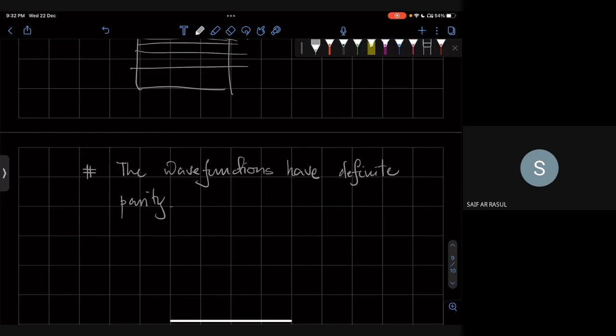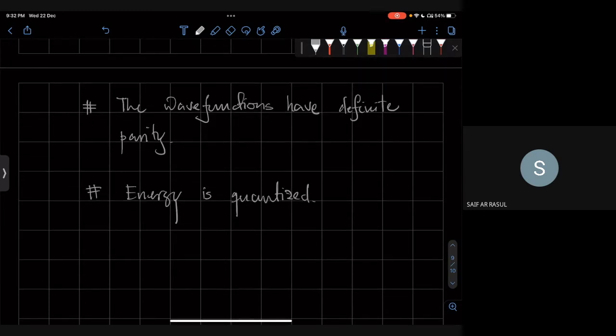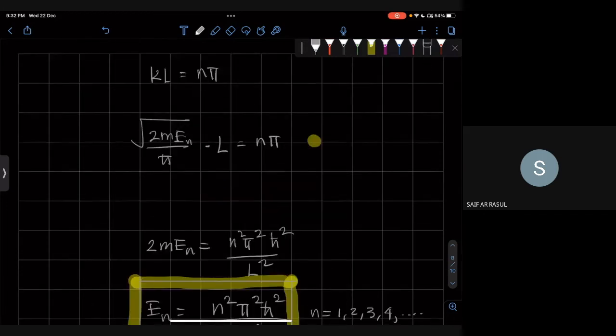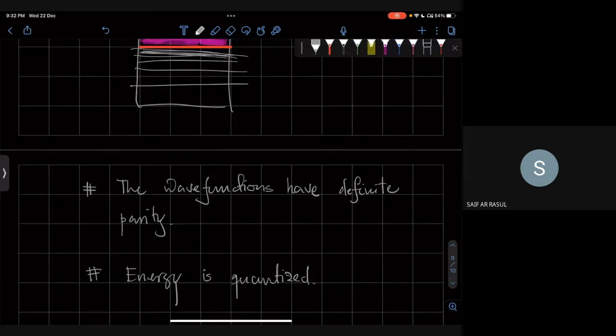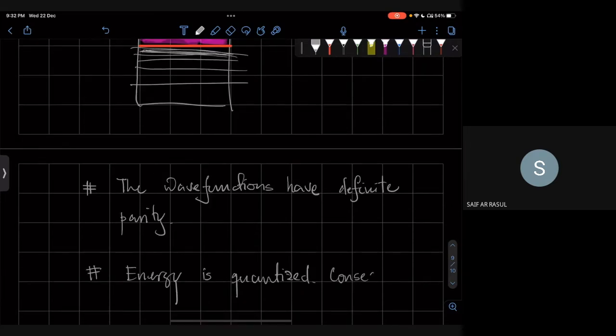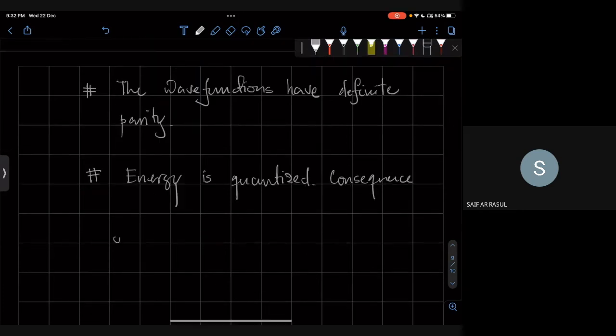The other thing to note is that energy is quantized. This has to do with the fact that we are working with a bound system, with bound states. This is a consequence of a bound system, and we'll get to the more general theory of why that is so in the next lecture.